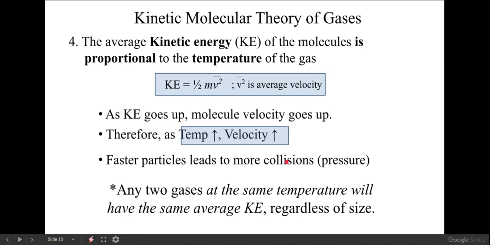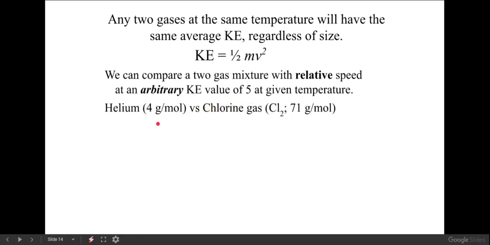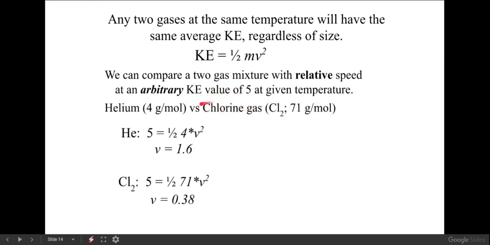Another component of this is that if you have two gases at the same exact temperature, they will have the same average kinetic energy, regardless of their size. So keeping that in mind, let's say we have two comparable gases, helium and chlorine, and let's say they have an arbitrary kinetic energy of 5. So at the same temperature, they have the same kinetic energy. So the only thing different, again, we don't care about polarity. We don't care whether it's one or two atoms. The only things that matter are the temperature and the mass.